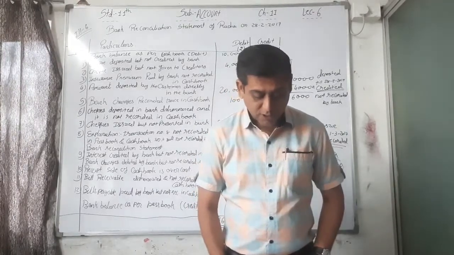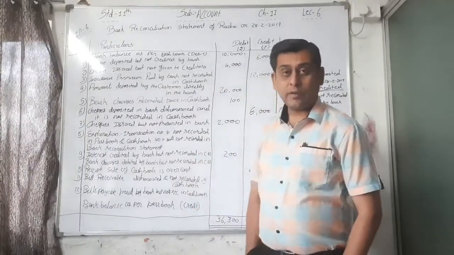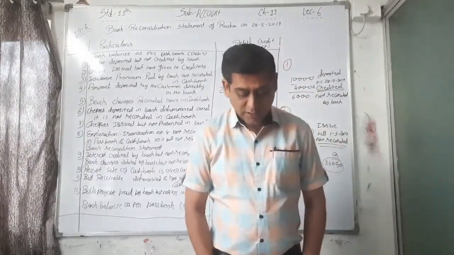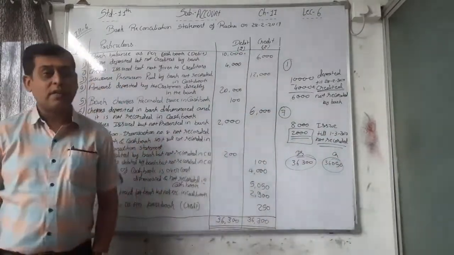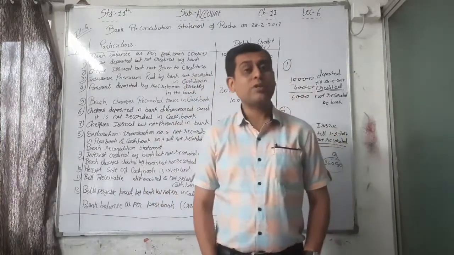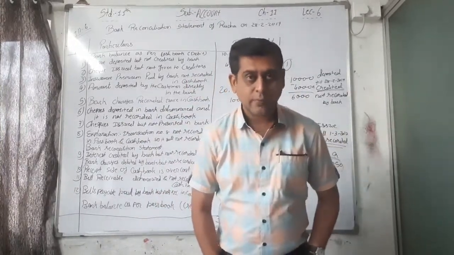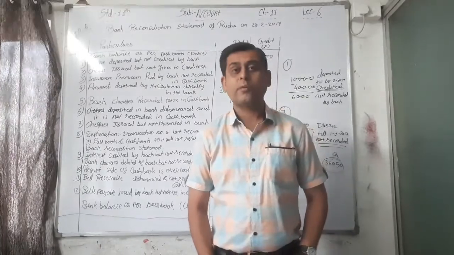Second, a check of rupees 12,000 was deposited with the bank, which is credited by the bank on 1st April. That is not credited till 31st March, that is, not recorded, right? So check deposited but not credited, DC. That's why credit. Write down CR near the second point.